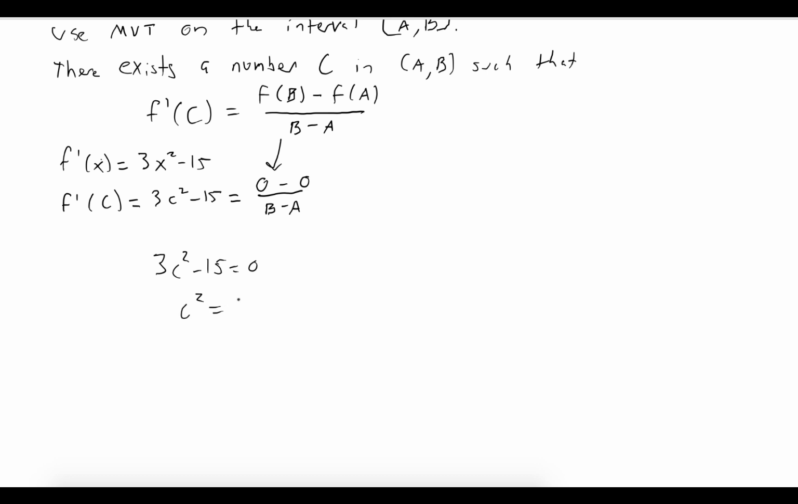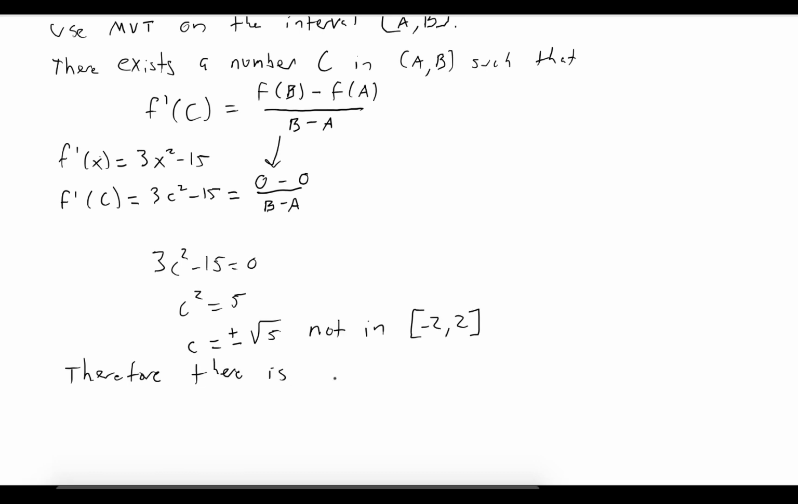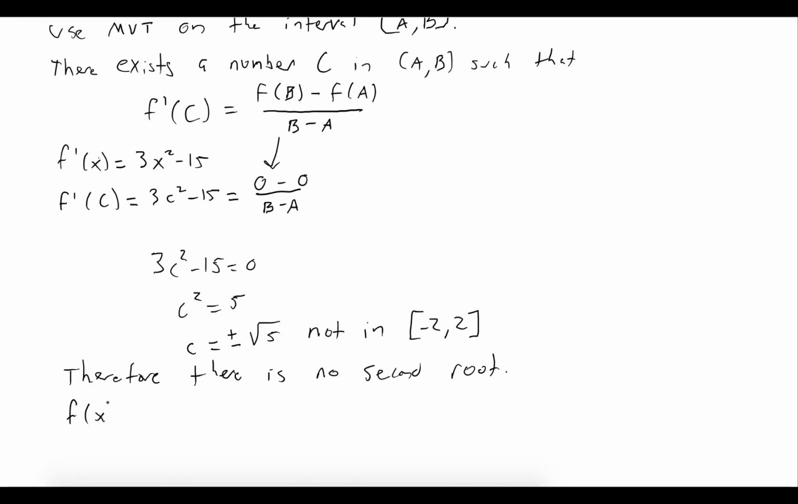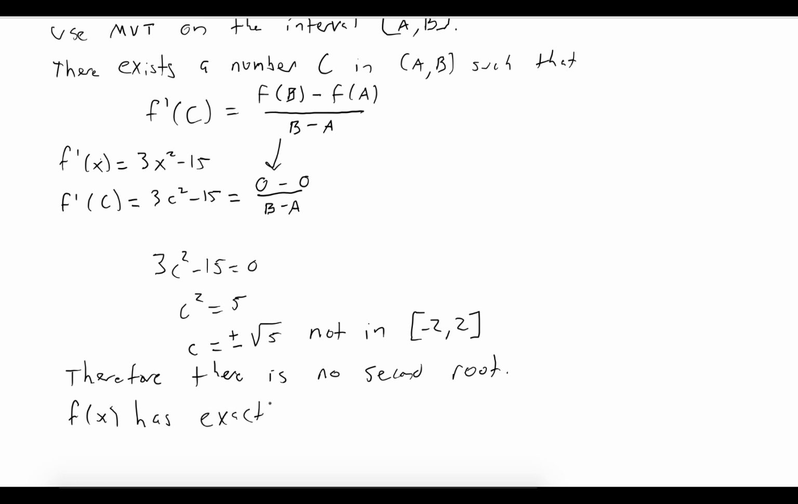Which is the same thing as c squared equals 5, or c is equal to plus or minus the square root of 5. But note that the positive or negative square root of 5 is not in the interval -2 to 2. Therefore, there is no second root because that contradicts the mean value theorem. And so we could conclude that our function has exactly one root. And so draw a box and scribble your name in it to celebrate the proof of a nice result.